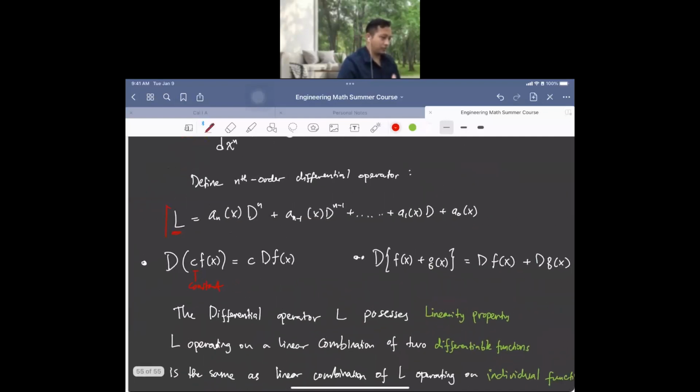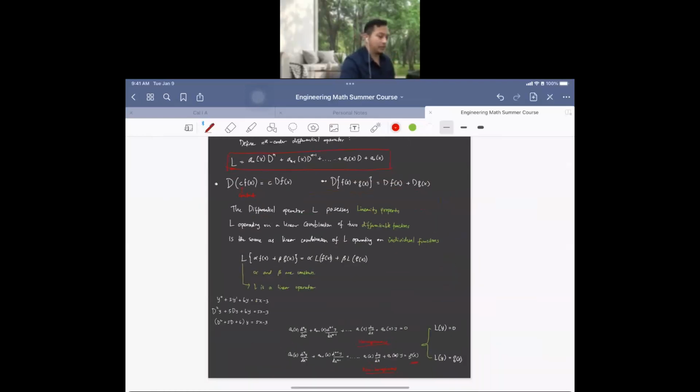We can also see from here that L is an operator that involves having the D and the constants inside. The D is, of course, the differential operator.